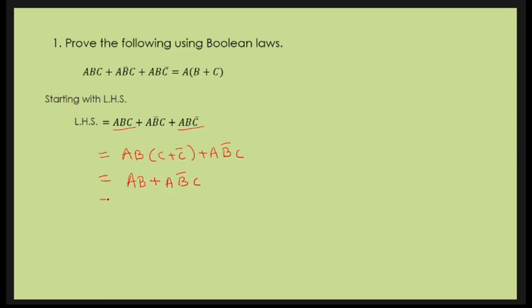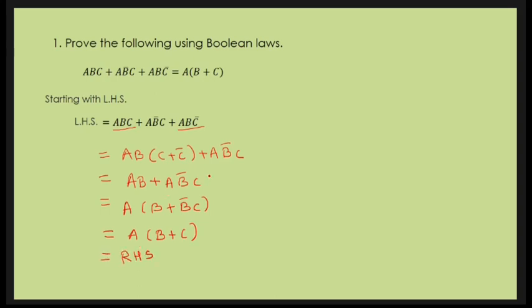Now in these two terms we can take A common, and what remains in the bracket is B plus B bar C. We know A plus A bar B is equal to A plus B, so B plus B bar C is B plus C. So this bracket can be represented as B plus C, which is equal to RHS, right?